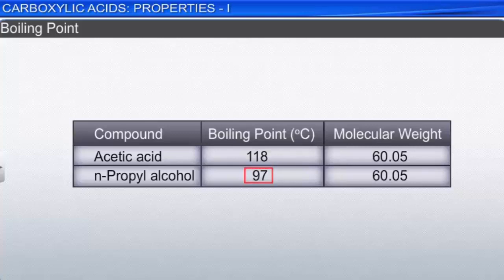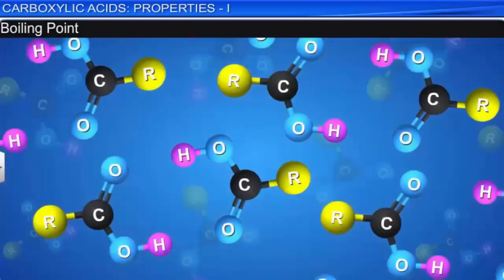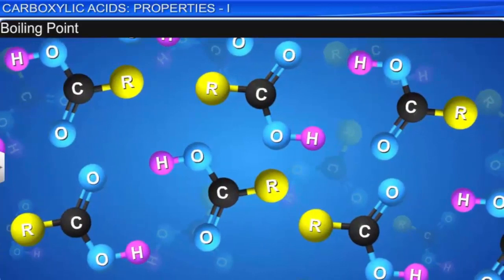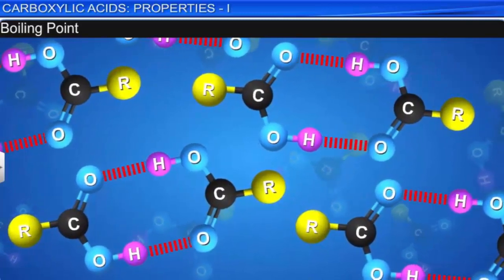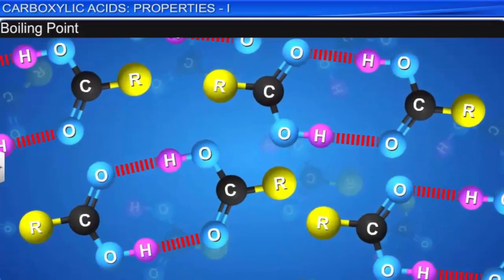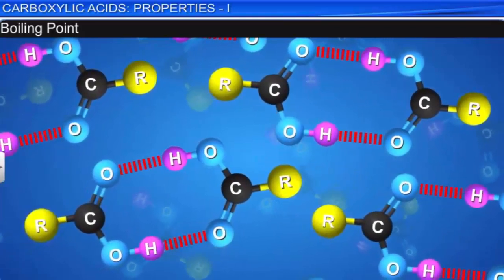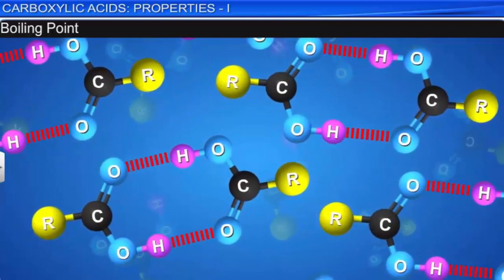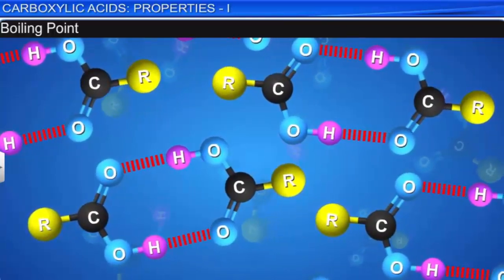This is due to the extensive association of carboxylic acid molecules through intermolecular hydrogen bonding. The hydrogen bonds are not broken completely even in the vapor phase. That is why most carboxylic acids exist as dimers in the vapor phase or in aprotic solvents.